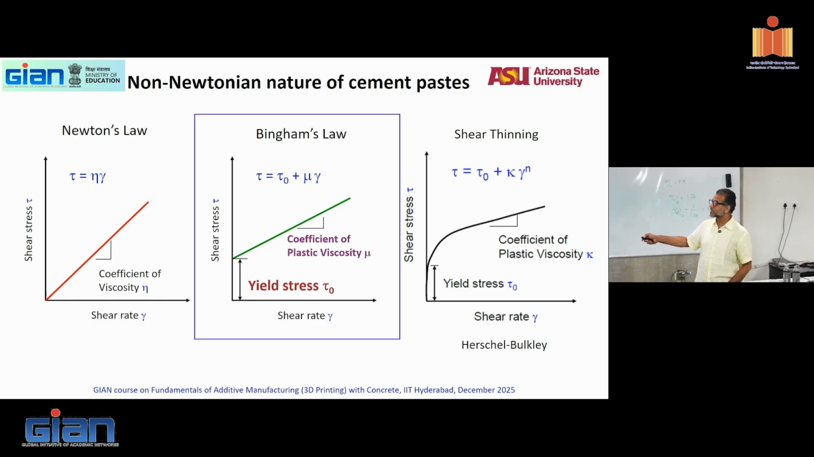So coefficient of plastic viscosity is generally written as mu, and this shear stress that you need to start flow is called the yield stress or tau naught. And therefore, the equation for this straight line becomes y is equal to mx plus c, where c is that constant, tau naught, which is your shear stress. Good. This is your Bingham law.